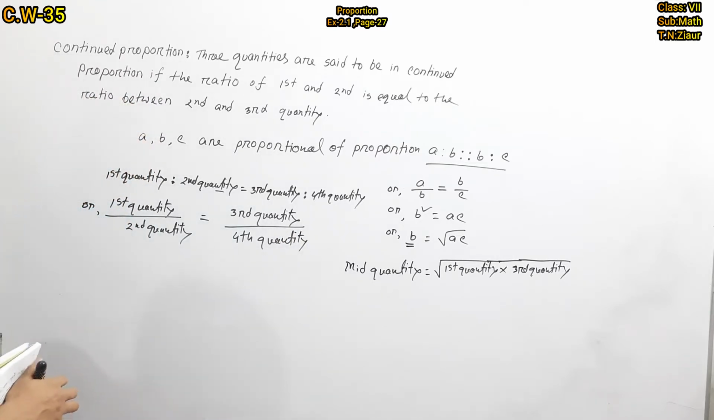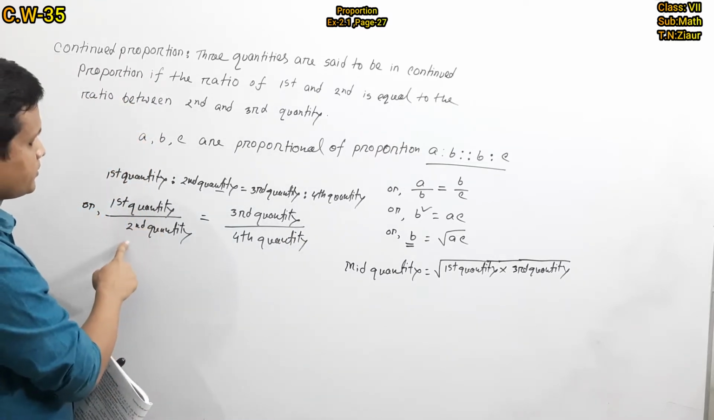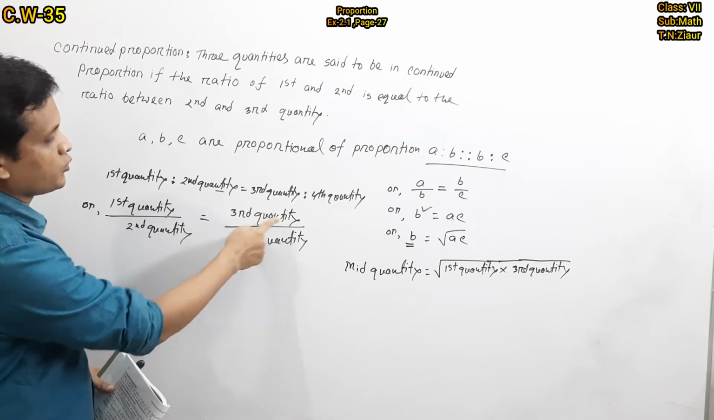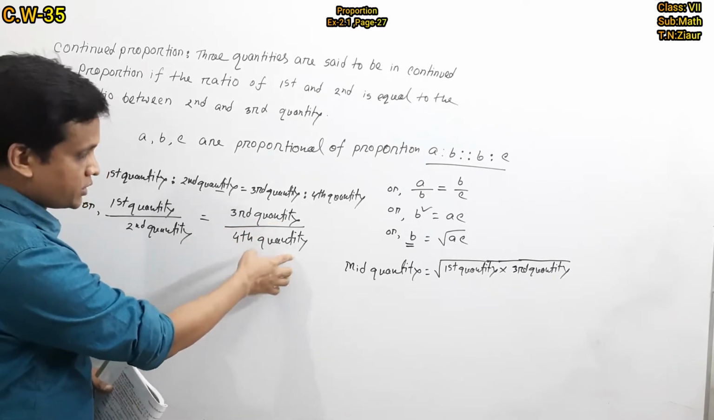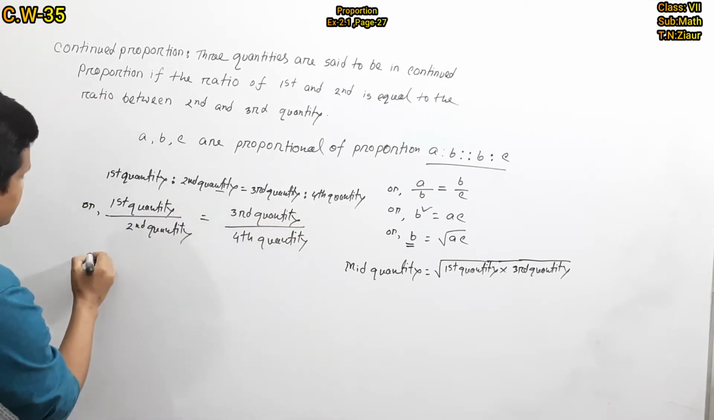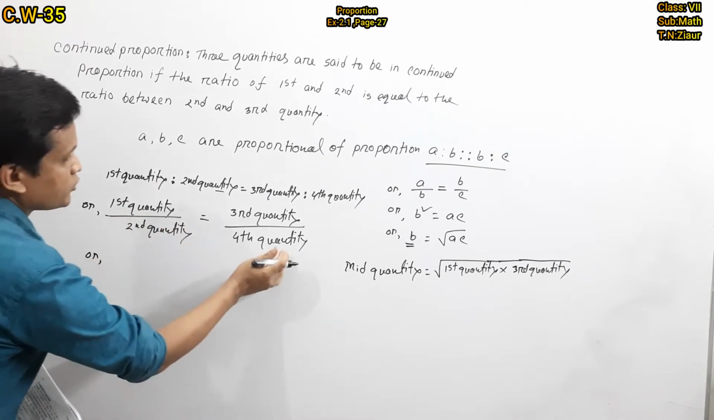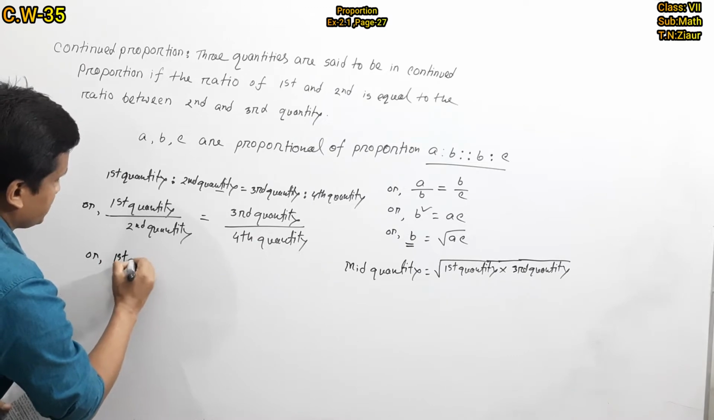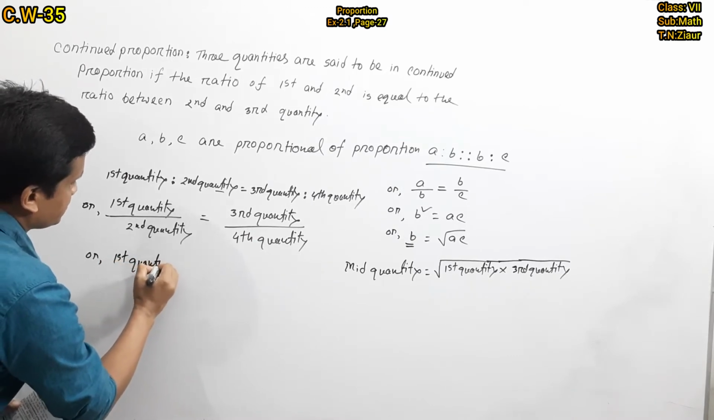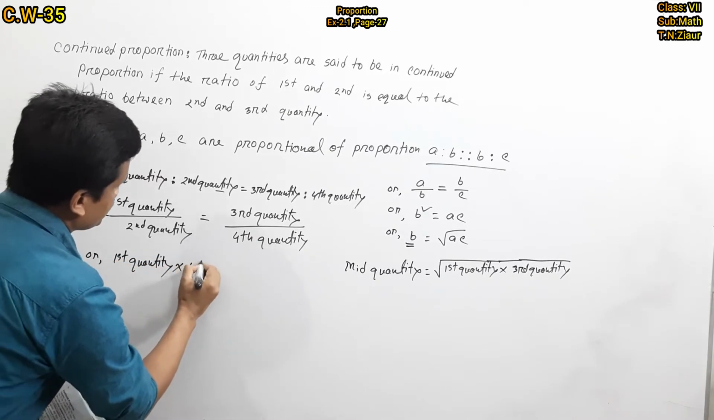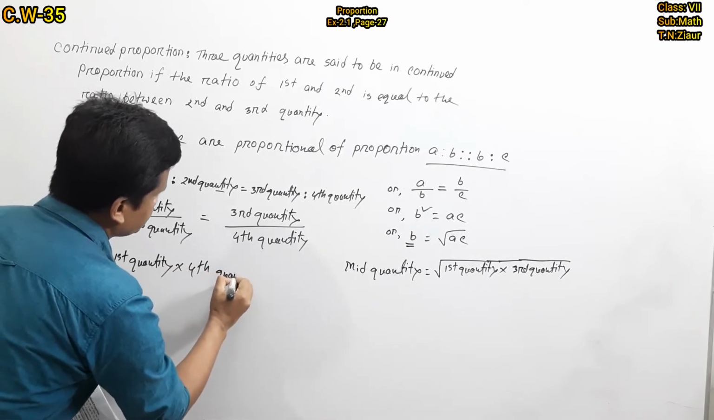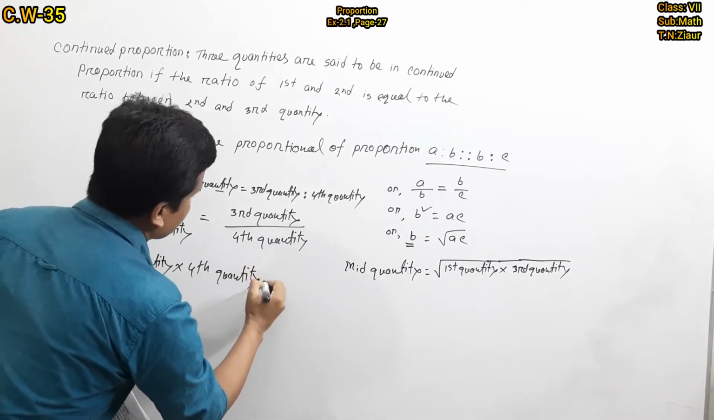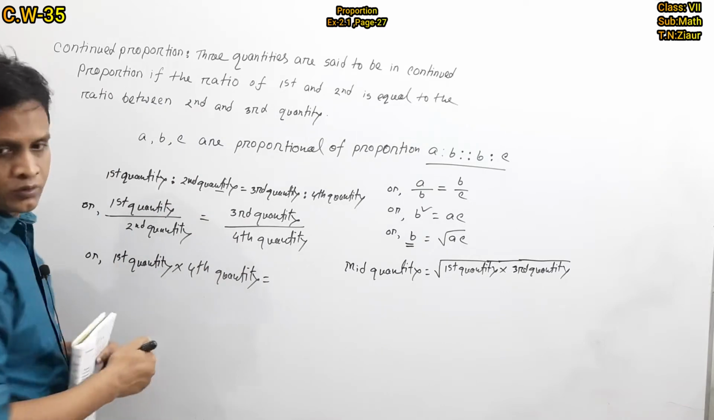Yes, right? We can write like this: first quantity by second quantity equal to third quantity divided by fourth quantity. This equation we can write another way. So first quantity into fourth quantity, cross multiplication. If you do cross multiplication, first quantity into fourth quantity equal to second quantity into third quantity.